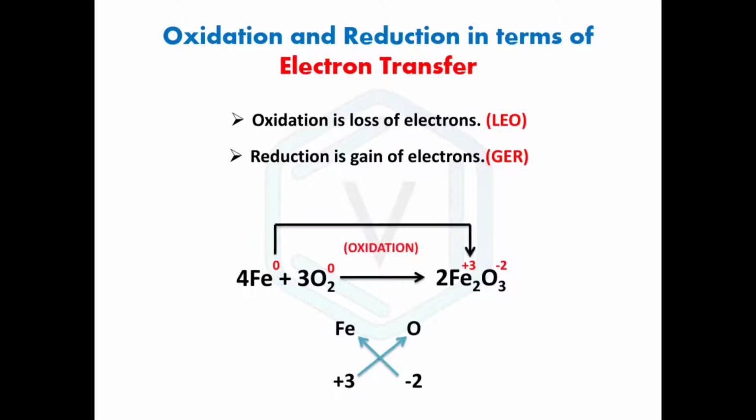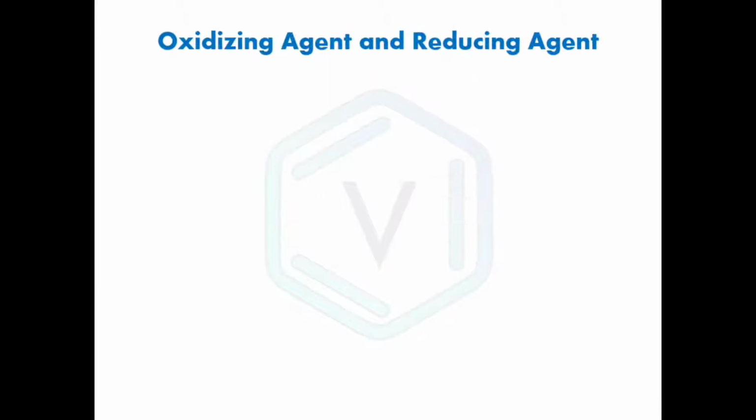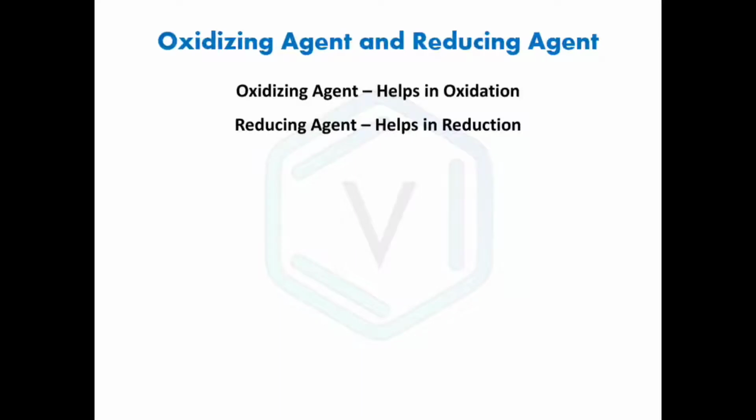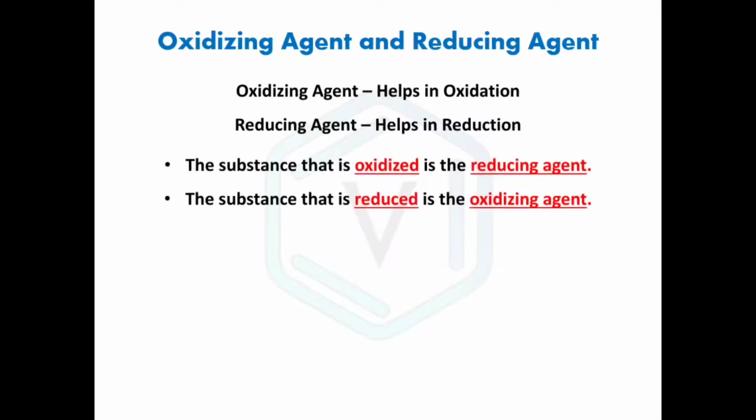So iron is getting oxidized, or iron is undergoing oxidation, because oxidation is loss of electrons. And oxygen is undergoing reduction because reduction is gain of electrons. Now let us see what are oxidizing and reducing agents. Oxidizing agents help in oxidation and reducing agents help in reduction. In other words, the substance that is oxidized is the reducing agent and the substance that is reduced is the oxidizing agent. Let us look at an example.